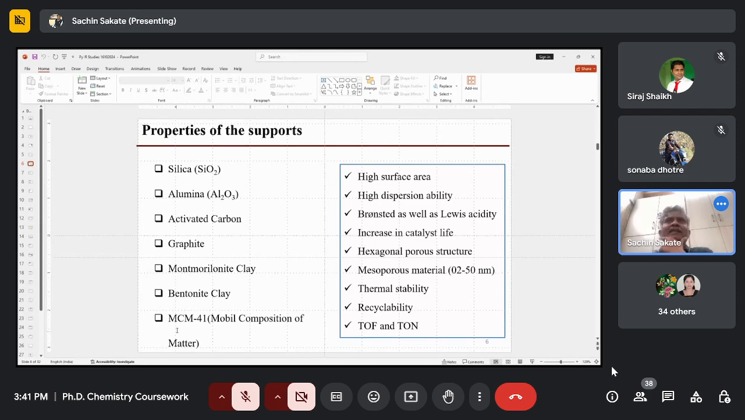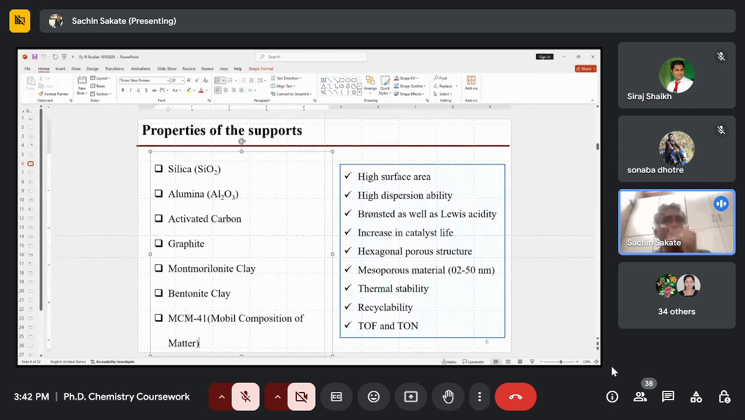And MCM41, that is Mobil Composition of Matter. Mobil is a company, and 41 is the code that they have. They succeeded in the preparation of the hexagonal porous structure, that is the mesoporous structure, in the 41st batch. So they ran 41 batches for the synthesis of the material, and at the 41st batch they were successful, and that's why they call it MCM 41, Mobil Composition of Matter 41. So these are some supports which are in front of you.